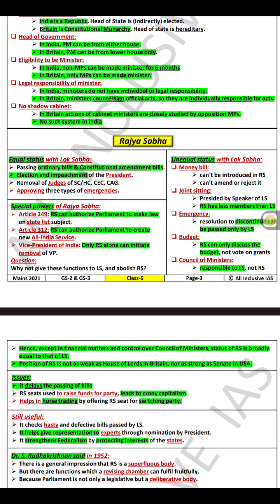Unequal status with Lok Sabha: money bill cannot be introduced in Rajya Sabha, and it cannot amend or reject it. Joint sitting is presided by Speaker of Lok Sabha. Rajya Sabha has less members than Lok Sabha.